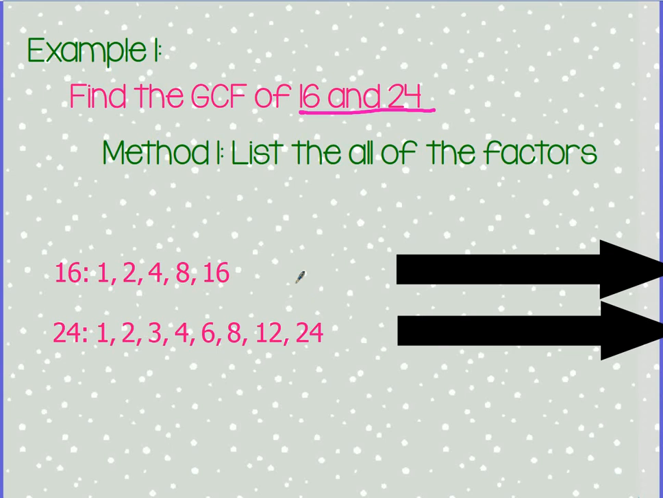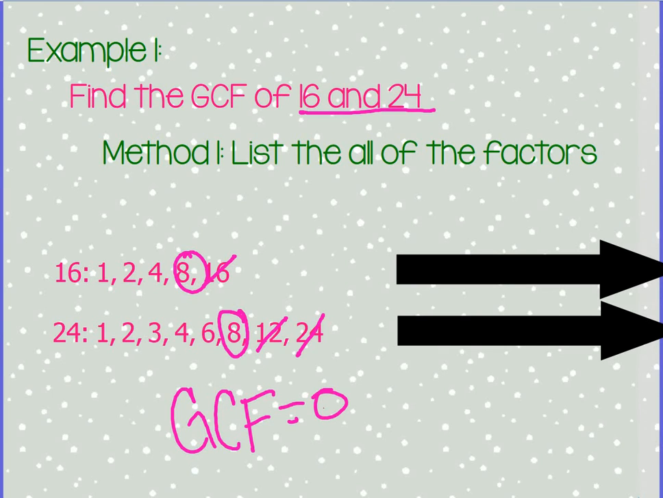Actually, we can start from the top and work our way down. 24 isn't even a common factor because it's too big to have in common with 16. 12 is in 24, but it's not in 16. Okay, so then we know it's also not 16. But here we have 8 and we have 8. So in this case, the GCF is equal to 8.